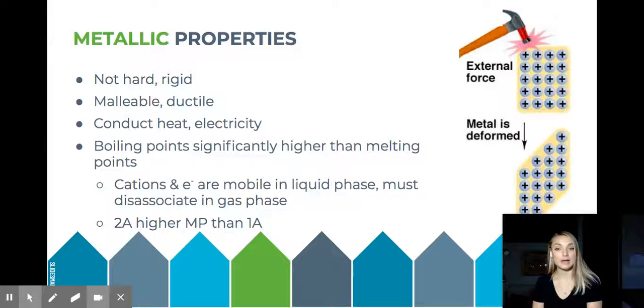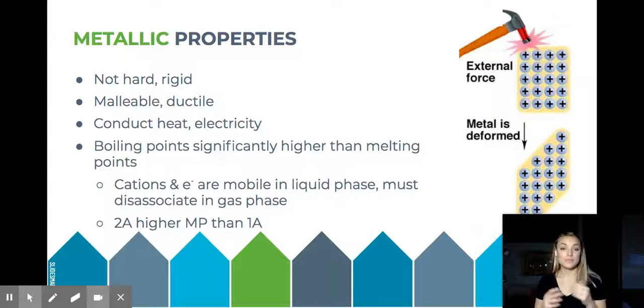Metals are also very malleable and ductile. Malleable meaning that it can be flattened out into a very thin sheet, and ductile meaning that it can be pulled into a thin wire. And metals are also very good at conducting heat and electricity. All three of these bullet points, so not hard or rigid, malleable and ductile, and conducting heat and electricity, are properties that exist because of the electron sea model.